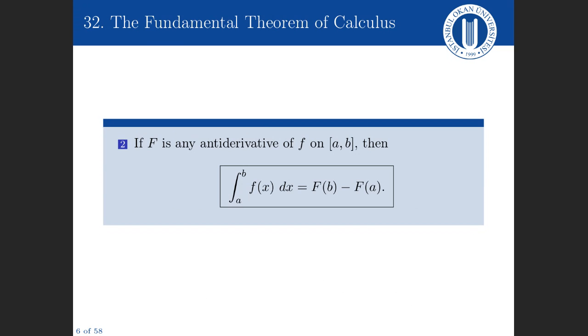Moreover, if instead of this antiderivative we have any antiderivative of small f, then we can calculate the definite integral of small f of x between a and b by just calculating capital F at b minus capital F at a. Two important ideas to remember. Often students remember the second part, but they forget the first part.